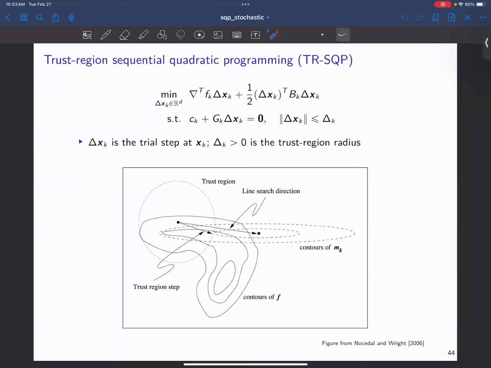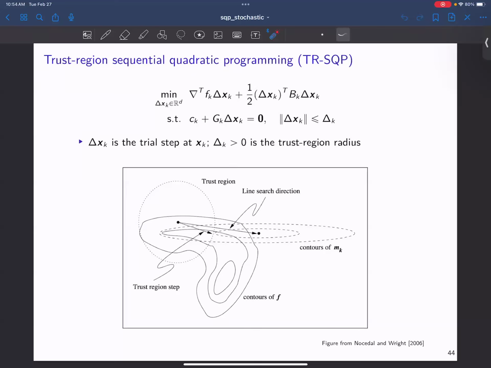The line search method tries to find a direction, this one, that minimizes the model. So the direction of descent is given with respect to the model. Then you're using a line search procedure. Once you identify the search direction, you decide how much you should move in this direction to minimize the model.